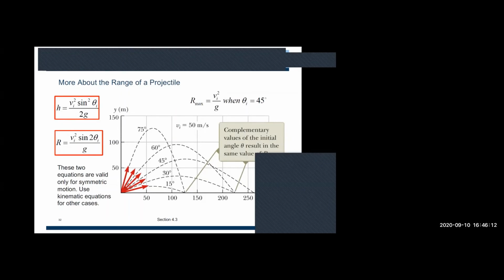Now, again, this is under the condition that firstly, velocity is constant, which is easy. And secondly, you are throwing the stone on level ground, meaning that you start from h equals 0 and end up at h equals 0 as well. And then the two equations are valid. I can promise you things are never that simple, as you will see.